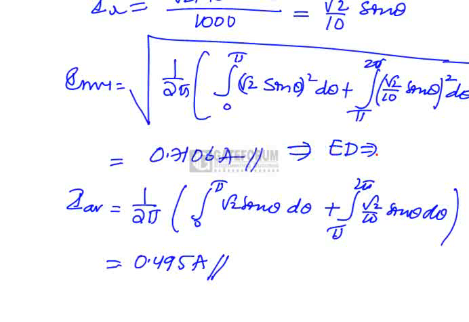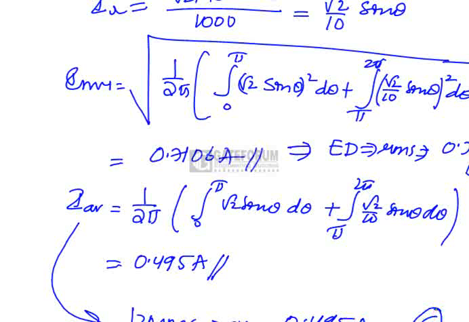Now what is the reading of the electrodynamometer ammeter? The electrodynamometer ammeter reads only RMS values. This is equal to 0.7106 amperes. Option D is the correct answer. Now what about the PMMC meter reading? The PMMC ammeter reads only average values. So the value of current for the PMMC ammeter is 0.495 amperes. Option C is the correct answer.